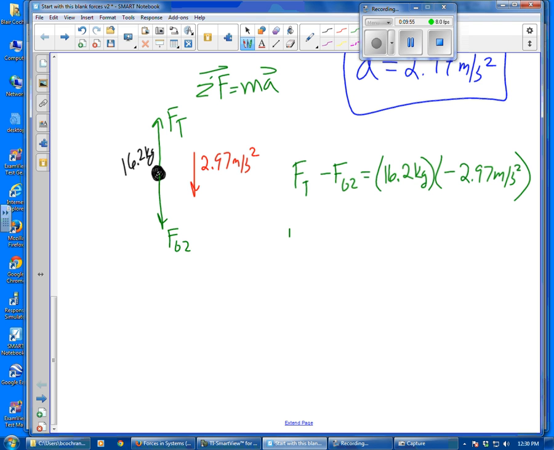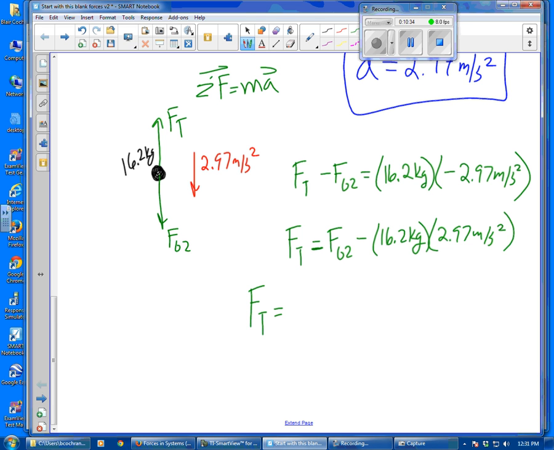So I get that the force of tension is FG2 minus my 16.2 kilograms times 2.97 meters per second squared. I just brought that negative symbol out front to move my FG2 over. Because it would be FG2 plus 16.2 kilograms times negative, if I brought the negative out front. See the negative? Went from there to up. Okay.